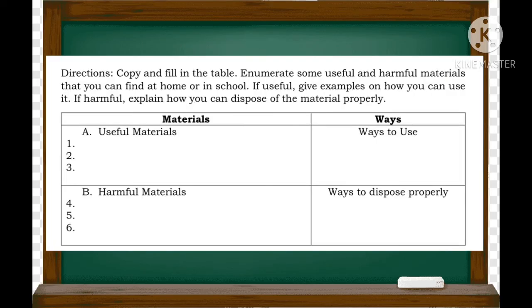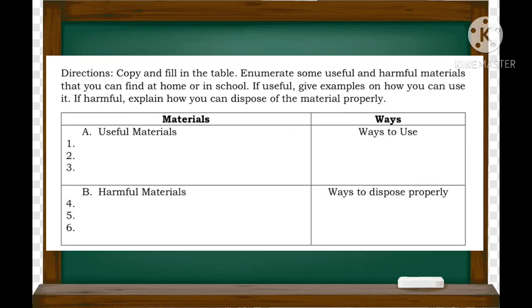Para sa ating additional activities o karagdagang gawain, copy and fill in the table. Enumerate some useful and harmful materials that can be found at home or in school. If useful, give example on how you can use it. If harmful, explain how you can dispose of the materials properly.